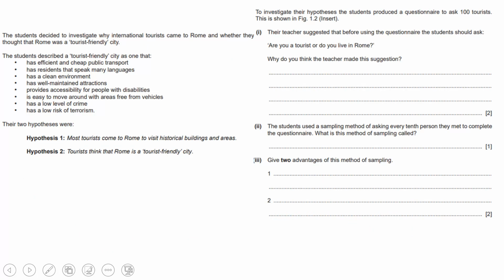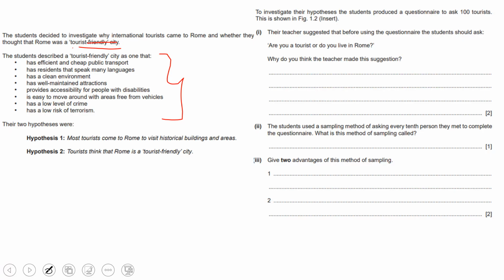So the next question is this. They said the student decided to investigate why international tourists came to Rome and whether they thought that Rome was a tourist-friendly city. Now, the student described a tourist-friendly city as one that has efficient and cheap public transport, has residents that speak many languages, and has a clean environment. So this is the student's criteria for what is a tourist-friendly city.